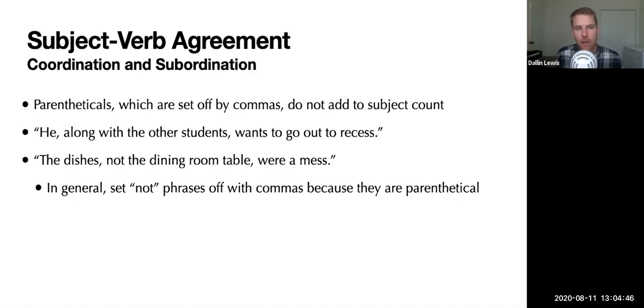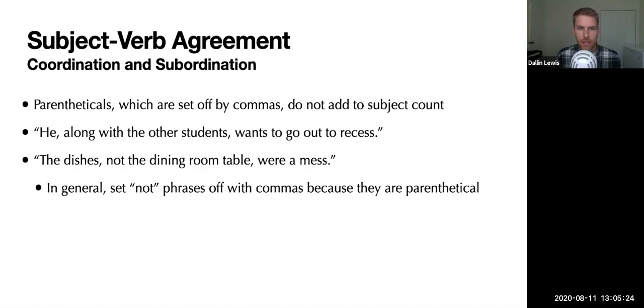So in the example, he, along with the other students, wants to go out to recess. You might think, oh, that sounds weird because the other students wants, we know that's off, but the subject here is just he. The other students are not part of the grammatical subject. They might feel like they're part of the subject, but technically, grammatically, they are not. And if you find that sentence awkward, then you should probably rewrite your sentence. That phrase, along with the other students, is just a parenthetical optional prepositional phrase. That's why it's set off with commas. It shows that it's actually not an integral part of the sentence.